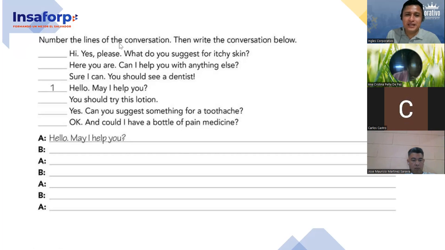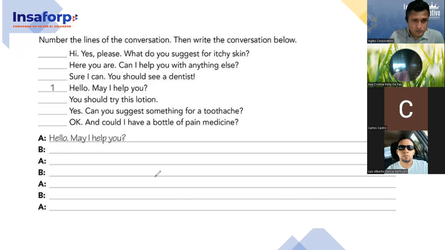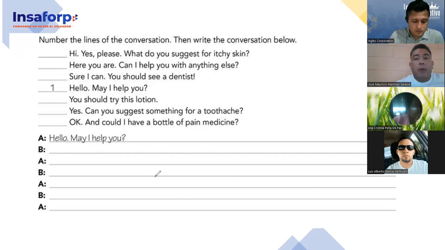We have numbered the lines of the conversation, and then we are going to write the conversation. So the first thing we're going to do is we're going to line up the conversation. Okay? So number one is, hello, may I help you? What is number two? Hi, yes, please. What do you suggest for itchy skin? Oh, itchy. Okay. So this is going to be number two, right? That's what you're telling me.